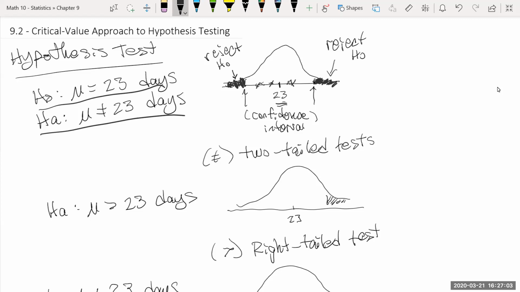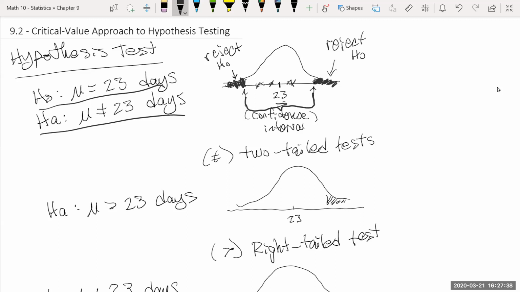And notice this distance here, that's actually what our confidence interval was. So if the population mean that they're talking about falls outside of our confidence interval, then we're going to say, hey, it's outside of our confidence interval. I don't think it would be out there if the null hypothesis were true. So I don't think the null hypothesis is true. So anyway, we call those the rejection regions.